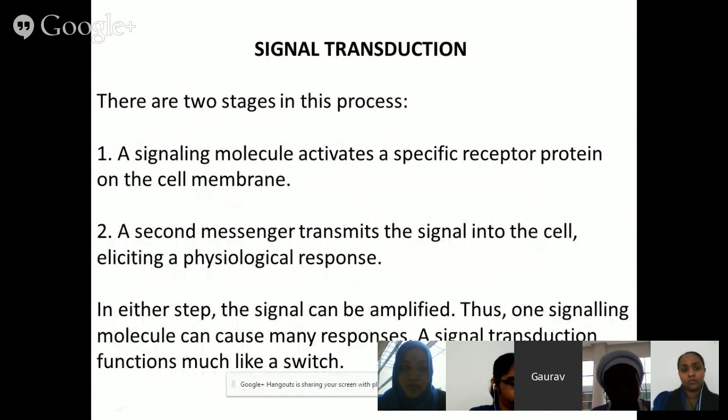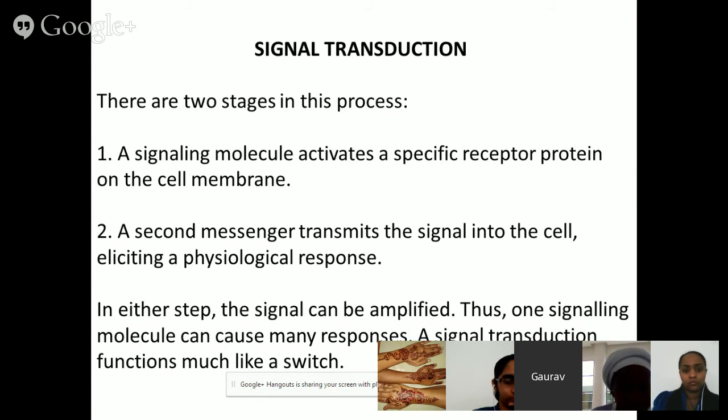There are two processes under signal transduction. First, whenever chemical messengers, ligands or neurotransmitters bind with the extracellular receptors. Binding of the chemical messenger with the receptor is the first procedure. Second procedure, after binding, the receptors change or activate a second messenger inside a cell. This is the second procedure.